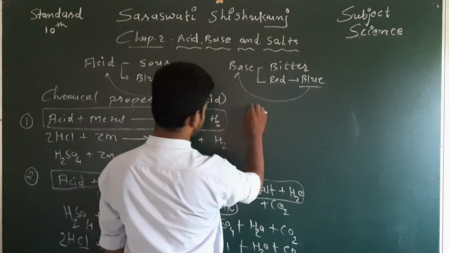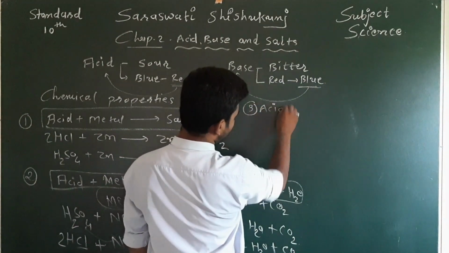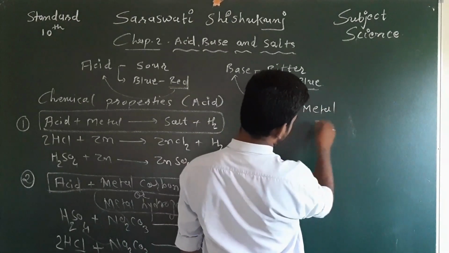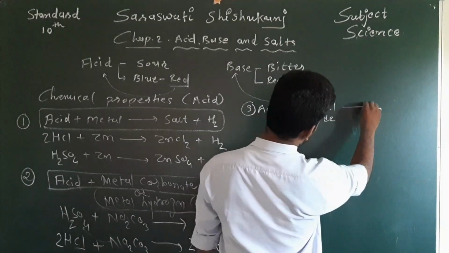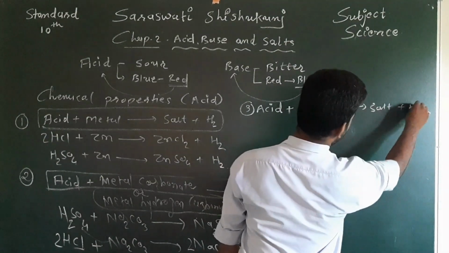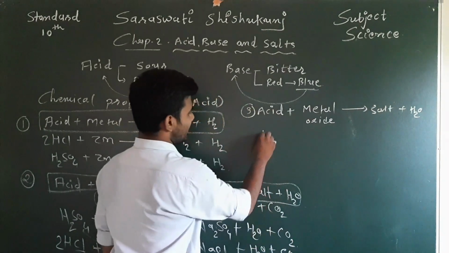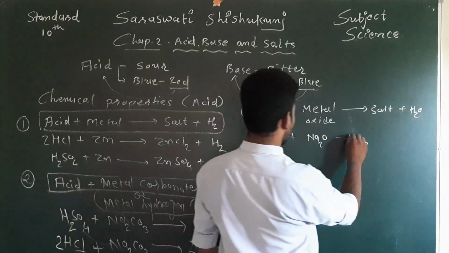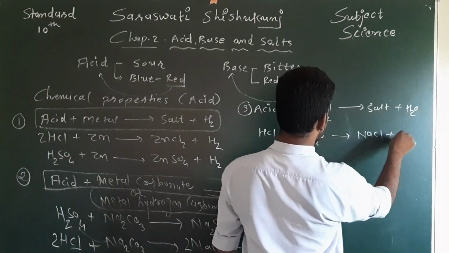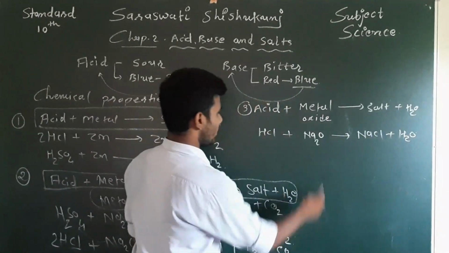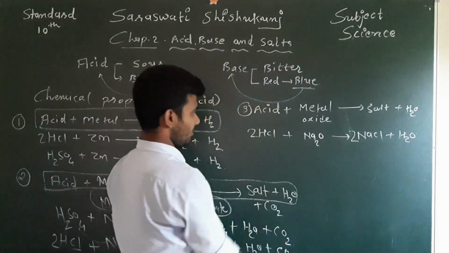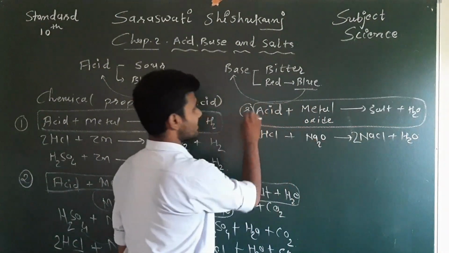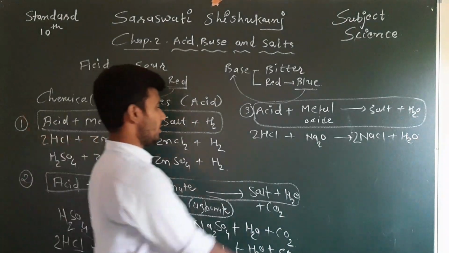The third characteristic is when acid reacts with metal oxide, it gives us salt plus water. Let's take an example, HCl plus a metal oxide like Na2O. It will give us NaCl plus H2O, and 2Cl, we will get it like this. So this is our third characteristic, that acid plus metal oxide gives salt and water.